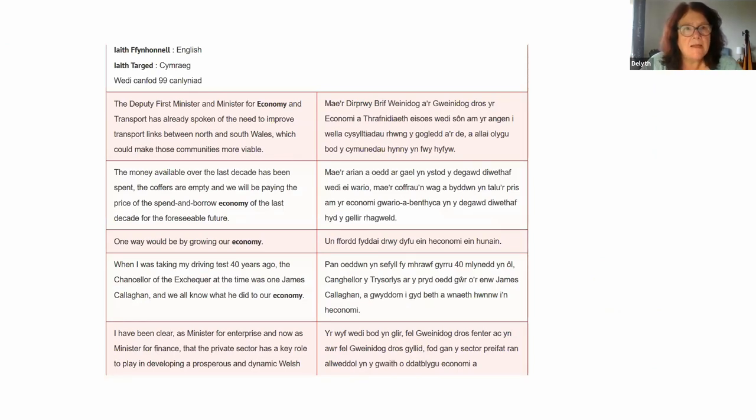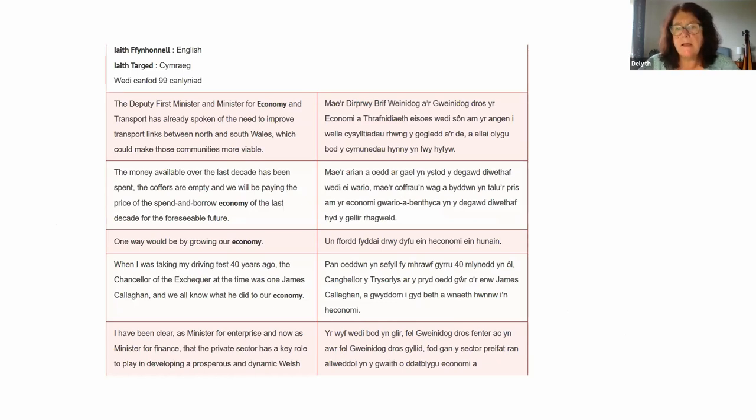It states that the source language is English and the target language is Welsh, and it's found me 99 examples of the word economy. Now, the reason we've taken the proceedings of the Welsh Assembly is that it's available bilingually in English and in Welsh.